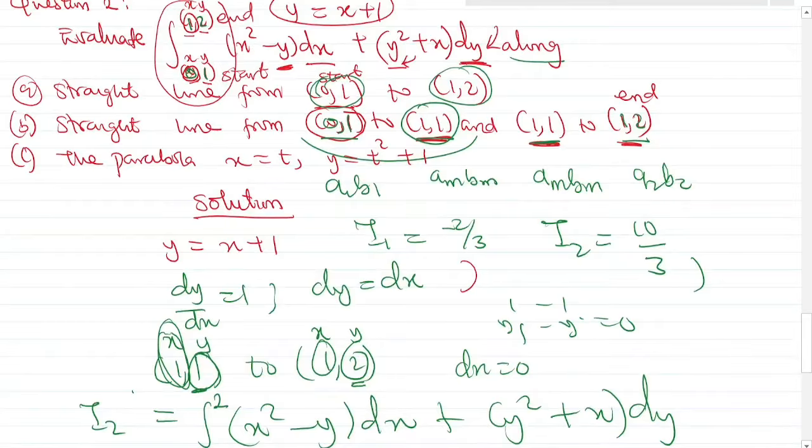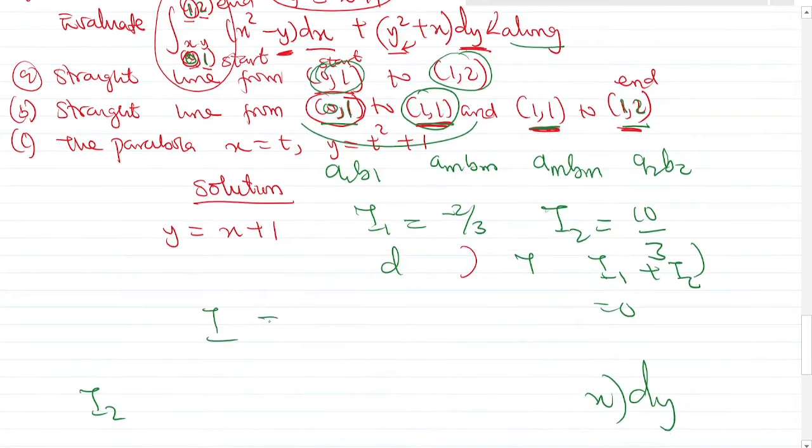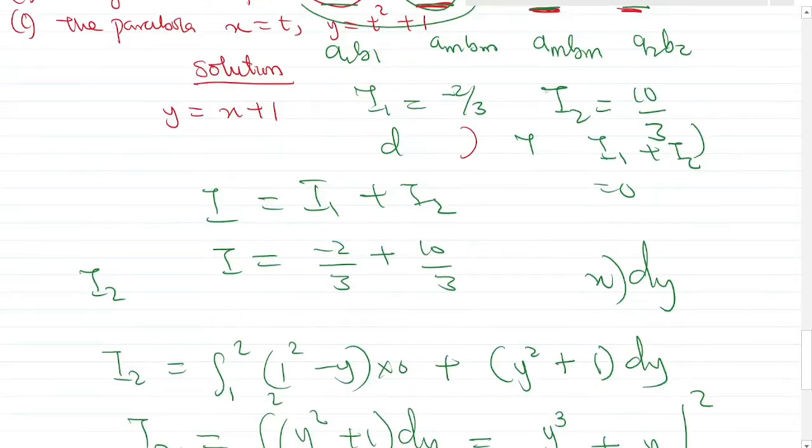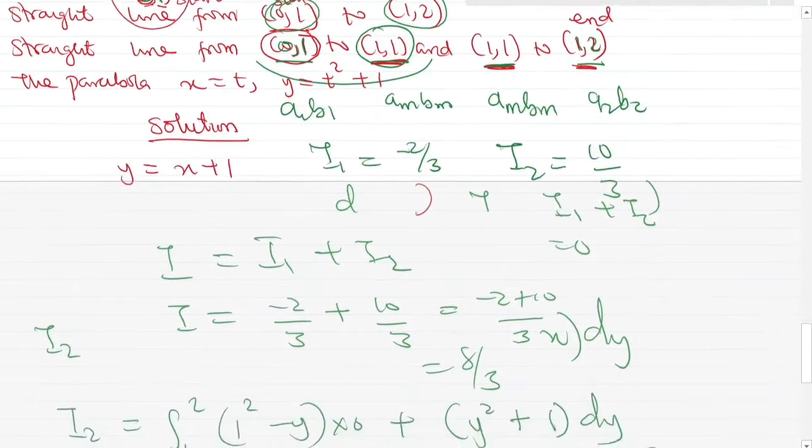So your I now, the original I, the full part, will just be I1 plus I2. I hope that's clear. So that's what you will do. It will be I equal I1 plus I2, and I will be equal to minus 2 over 3, that's I1, plus 10 over 3. Of course, that will be minus 2 plus 10 over 3, which will be 8 over 3. That's all. Now for the last question, which is about the parabola.